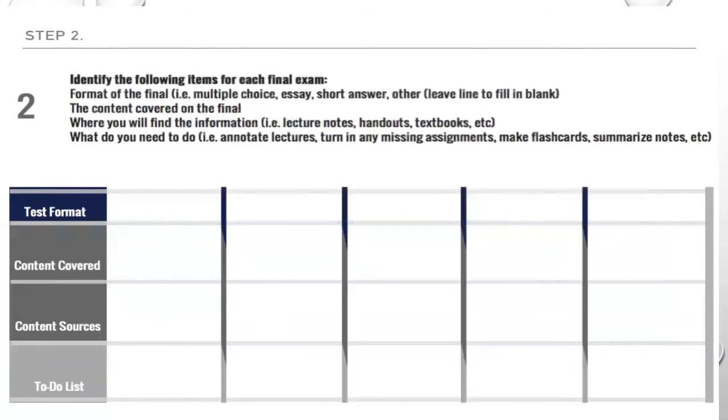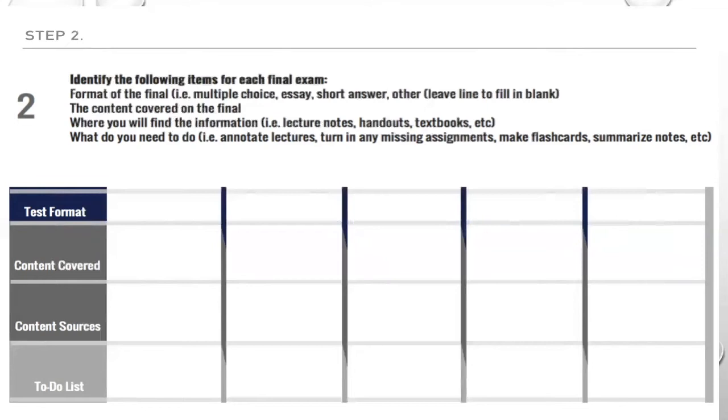Okay, so the next step is going to be looking at the test format of each of your final exams. So is it multiple choice? Is it essay? Is it short answer? So figuring out and determining what the format is for each of the finals. You may not know this information yet, but this is a good handout to keep on hand in class when your professor is going to talk about the final exam. Definitely something to keep handy to write that information down.